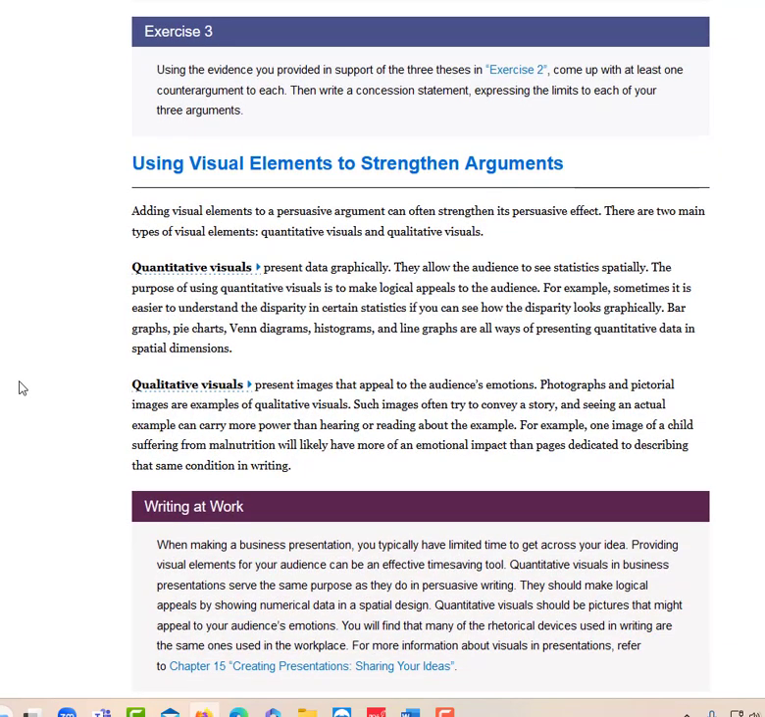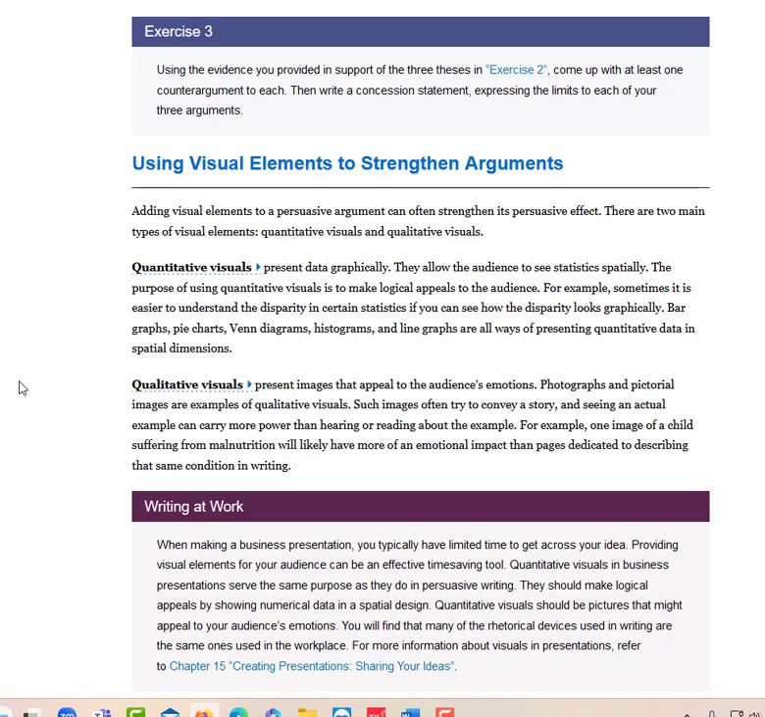Using visual elements to strengthen arguments. Adding visual elements to a persuasive argument can strengthen its persuasive effects. You have quantitative visuals in which you present data graphically. They allow the audience to see statistics spatially. The purpose of using quantitative visuals, that is using numbers, is to make the logical appeals to the audience.